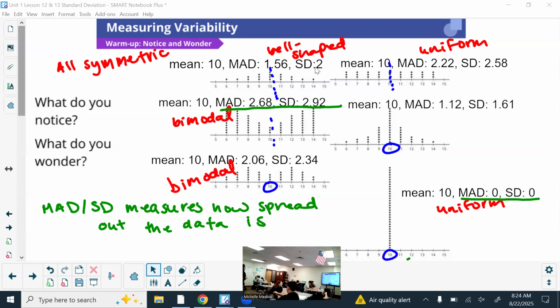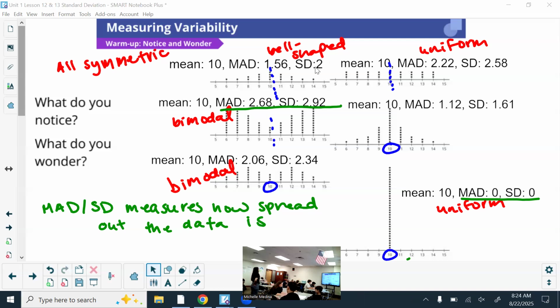Why? What does MAD and standard deviation tell us about a data set? The variability, which in simple terms means how spread out it is. So your mean could be one number, even a really high number depending on the data set, but your standard deviation and MAD could be low numbers. It just depends. It tells you different things about the data.